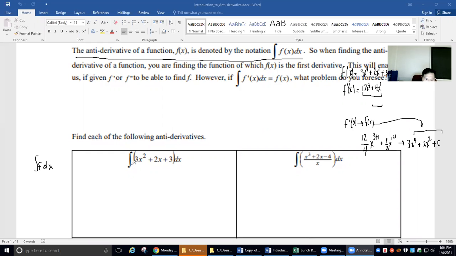So here, this is telling me to find the antiderivative of 3x squared plus 2x plus 3. So if I do this expression, instead of subtracting the exponent by 1, we're adding it. So x to the 2 plus 1. Instead of multiplying 3, the coefficient, by the exponent, we're going to divide by the new exponent.